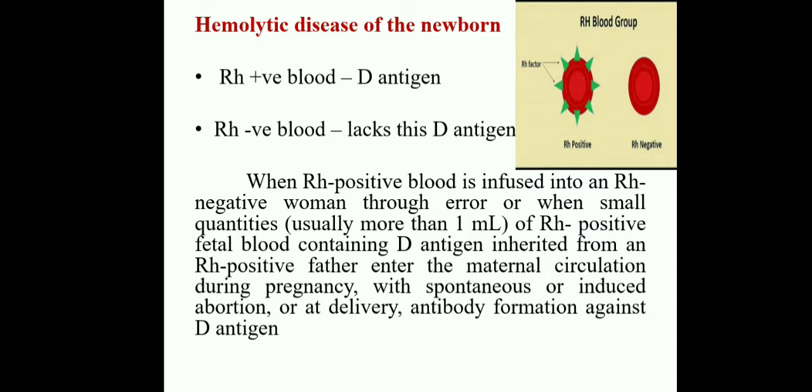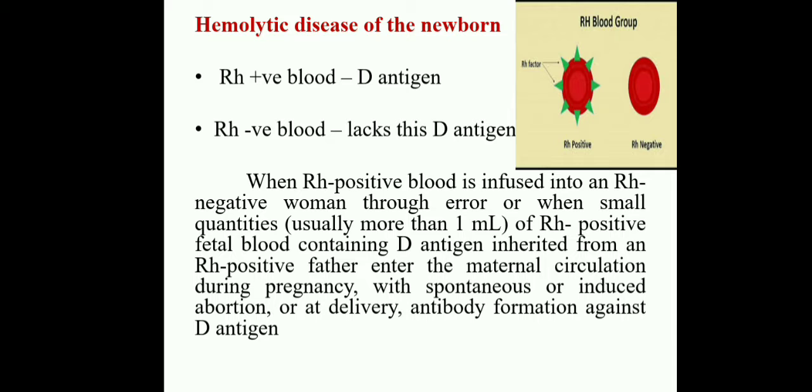In hemolytic disorders, the mother is Rh negative, meaning she has a negative blood group, and the father has a positive blood group. Because of that, the baby also has a positive blood group. Whenever there is any injury or maternal trauma, the fetal blood may enter the maternal circulation. Automatically, abortions, spontaneous or induced, may happen.